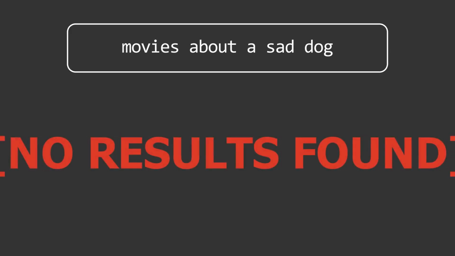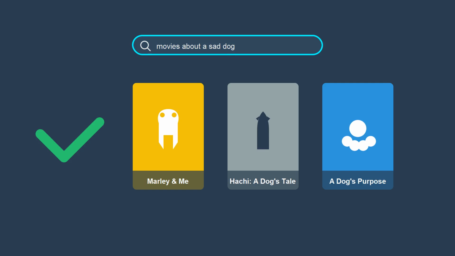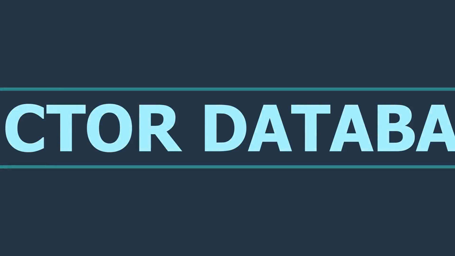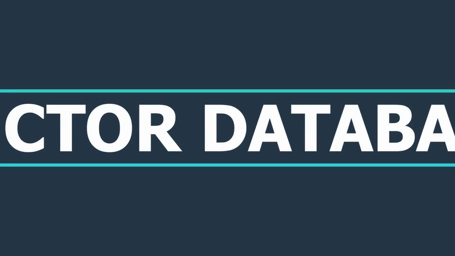Have you ever searched for something online, but you could not remember the exact words? Maybe you typed "movies about a sad dog," and somehow your streaming service knew you meant Marley and Me. Or how does a music app suggest a song you have never heard of that perfectly matches your vibe? This is not magic. It is the power of a revolutionary piece of technology, the vector database.